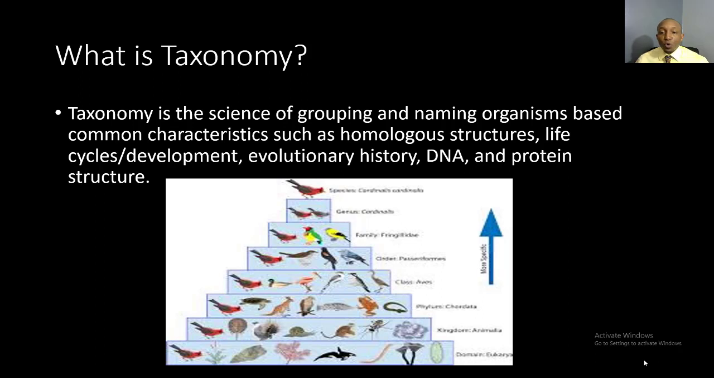Taxonomy is the science of grouping and naming organisms based upon common characteristics such as homologous structures, life cycles and development, evolutionary history, DNA, and protein structure. So if you look at the picture below, you notice we have the most organisms right here, but as we move up, it becomes the least amount of organisms and becomes very specific.